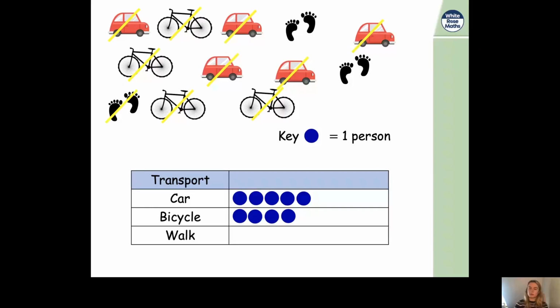Well, I'm going to cross out my first pair of feet, and because that's one person that's told me that they walk to school, I'm going to add 1 blue circle because that also represents one person. So there's my first person, then cross out my next feet, second person, and my last feet, third person. Now, each time I add a blue circle, Year 2, why am I counting in ones? Yes, that's right, because each circle represents one person. There we go. We have finished that pictogram.